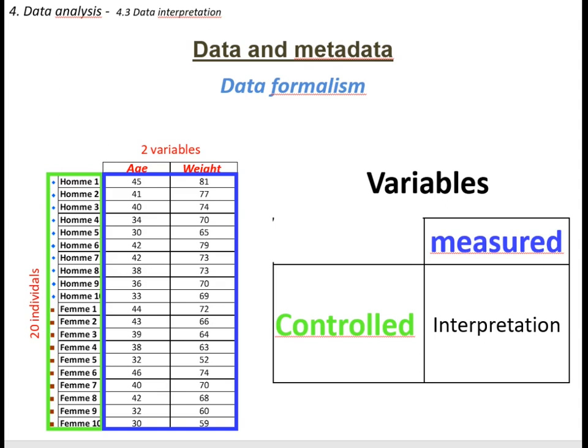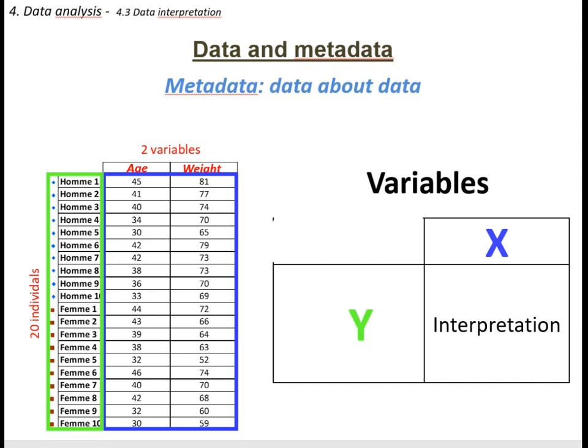Now let's look at a very simple data set to understand this data formalism. You have here 2 variables, age and weight, measured in 20 individuals. And these individuals, you can label them according to their sex. So it's a bimodal variable. They are either men or women. And so you have measured variables, and a controlled variable, the sex. The controlled variables are named Y, here in green. And the measured variables are noted X in blue.